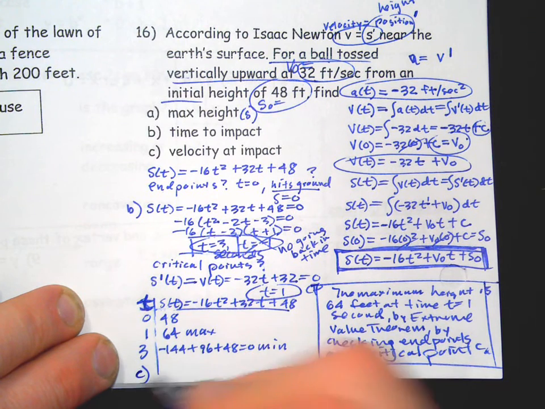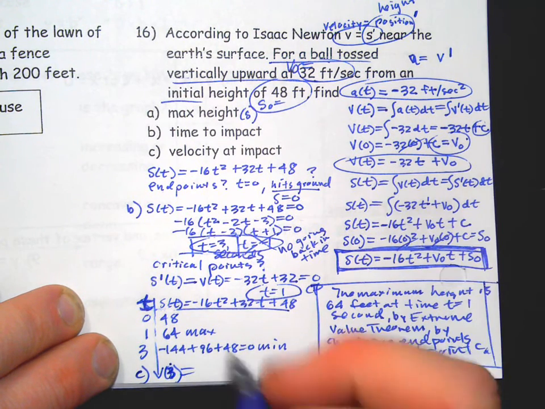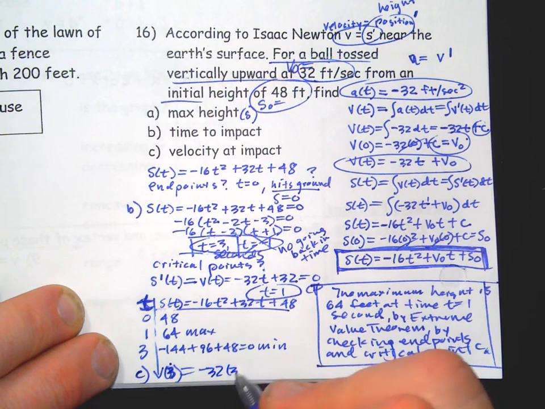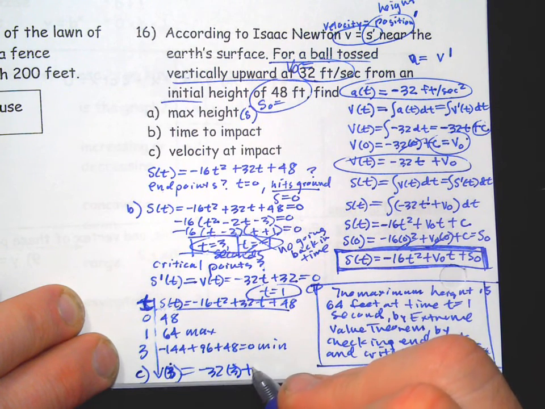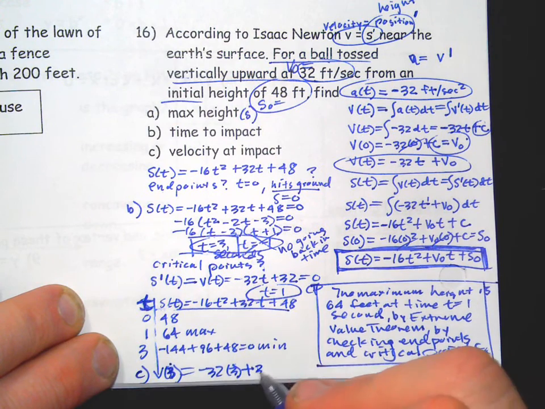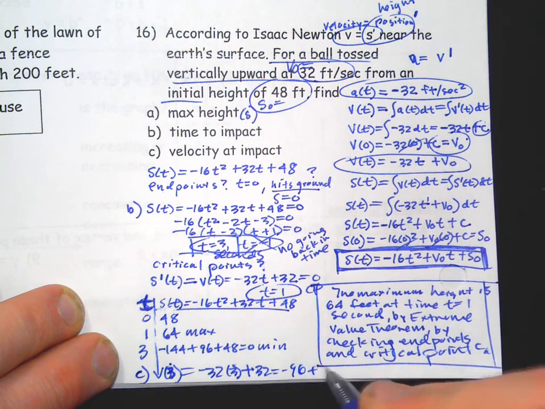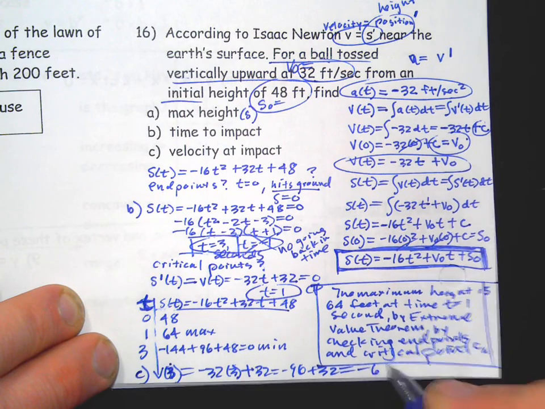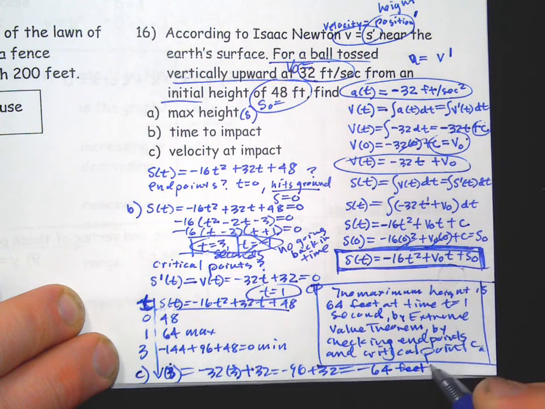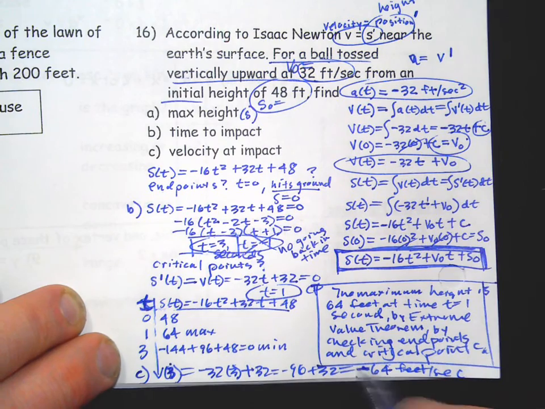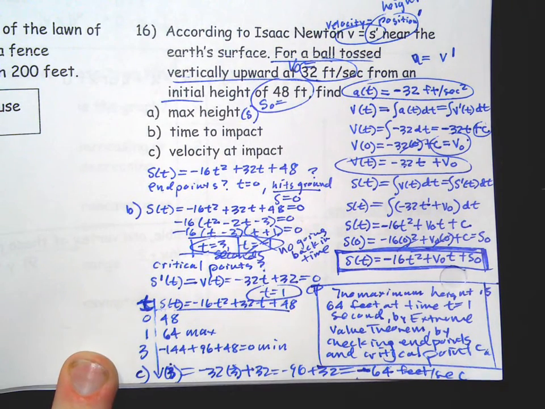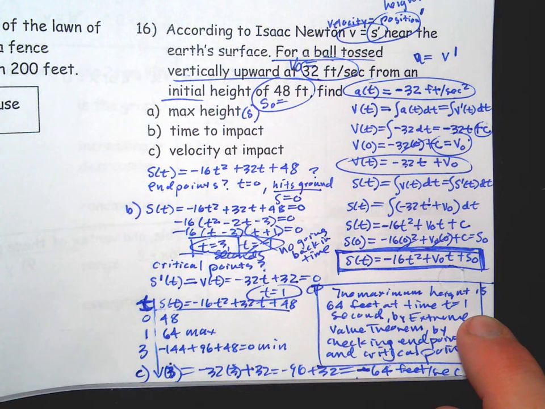Part C is easy. You need the velocity at impact. Well, you found the time of impact was 1, right? No, it was 3. Plug it into your velocity equation, which we wrote up here. Negative 32 times 3 plus 32, negative 96 plus 32 equals negative 64 feet per second are the units of velocity. Now, it's negative because it's coming downwards when it hits the ground, right? So velocity has direction built in. If it's positive, it's going up. If it's negative, it's going down. When it hits the ground, it's negative.